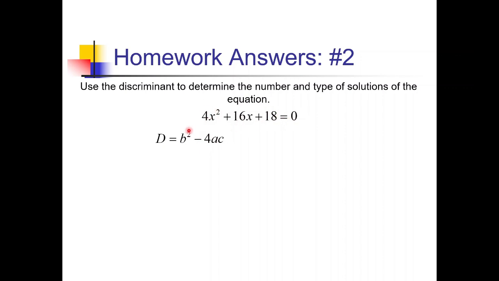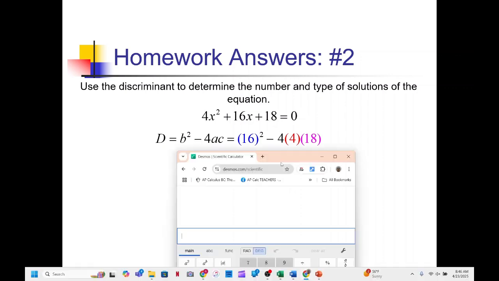So we've got b squared, so that's 16 squared. And then we have minus 4 times 4 times 18. And I'm just going to run this on the calculator and see what it comes out to. So plug in all that in, we got 16 squared minus 4 times 4 times 18 comes out to negative 32.